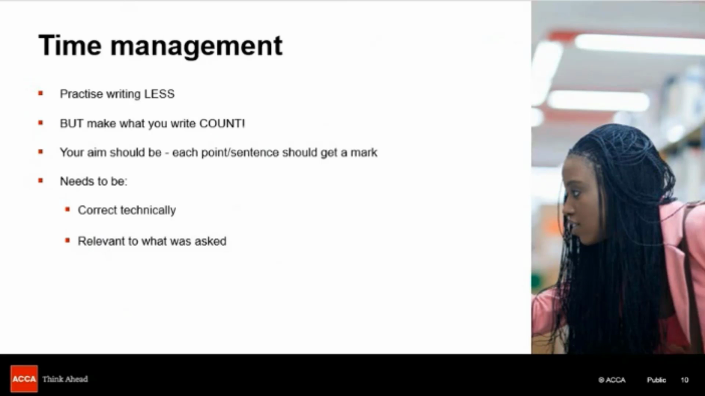Okay, if you're writing down in your sentences and your points stuff that is technically correct and relevant to what was asked, you'll be picking up marks. If you write down stuff that is technically correct and irrelevant to what was asked, you won't. And if you write down stuff that's technically incorrect, obviously you won't. Now, everyone's going to make mistakes. That's accepted. You don't have to get 100%, remember.